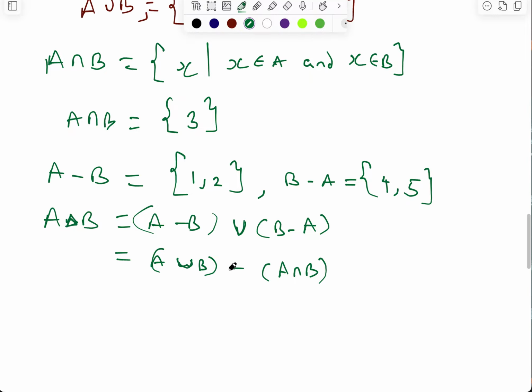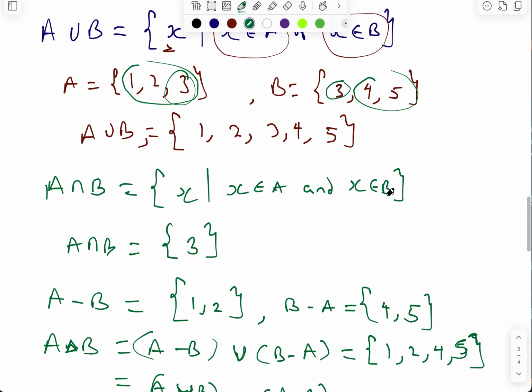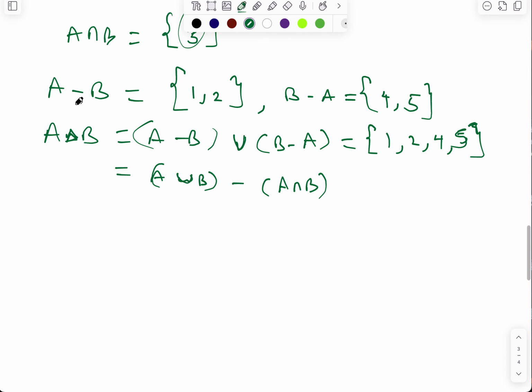We can easily prove that. Symmetric difference is A minus B union B minus A. If you find the union of these, what would it be? 1, 2, 4, 5. Now, if you look at A union B, it is 1, 2, 3, 4, 5, and A intersection B is 3. The moment I remove this 3 from there, I have 1, 2, 4, 5. So symmetric difference is also the same as the union of the sets minus their intersection.